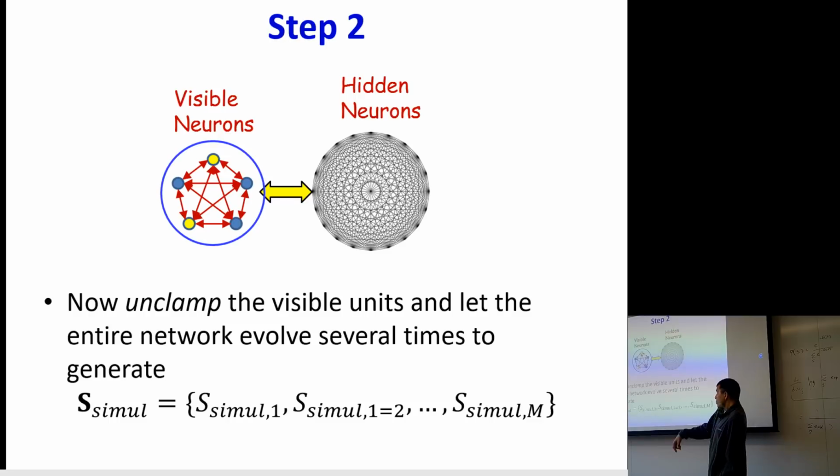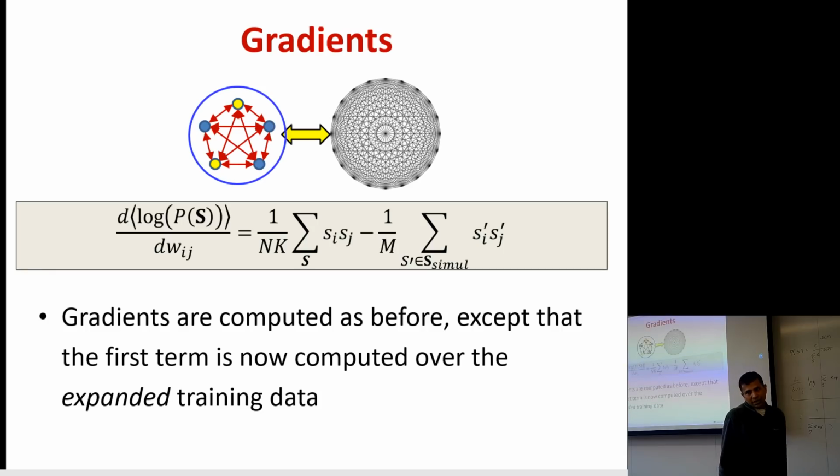And then we have the second component, where you're trying to raise the energy of the undesired patterns. There you would unclamp even the visible units. You're not going to set them to any specific value. Let the network evolve, and after it's run for a very long time, you're going to get some samples at equilibrium. You take a bunch of samples, you get a second set of simulated samples.